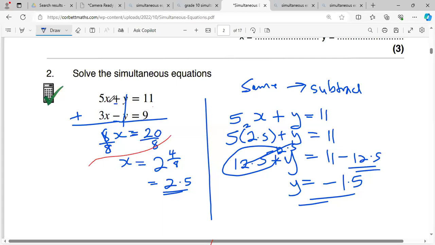So just remember what the rule says. When the coefficient is the same and the signs are different, we add. So you have to add them to get it. Because look at it. If you have plus y and minus y, the plus and the minus make a y minus y. So automatically you can get rid of y by just adding.